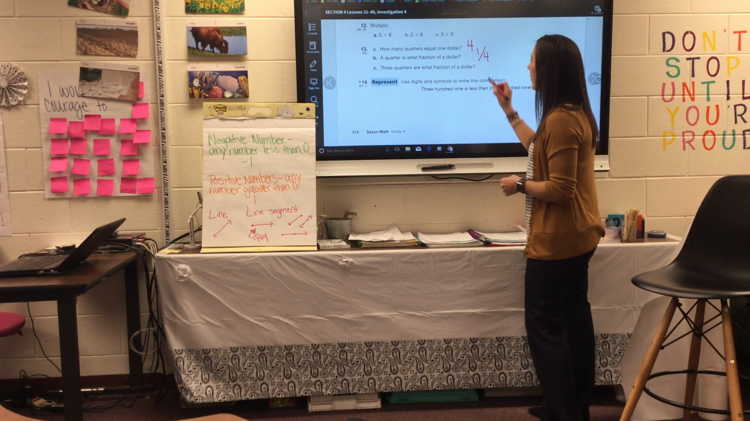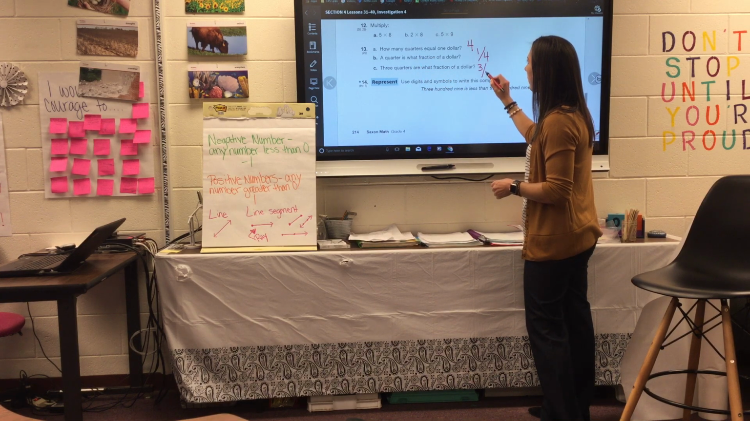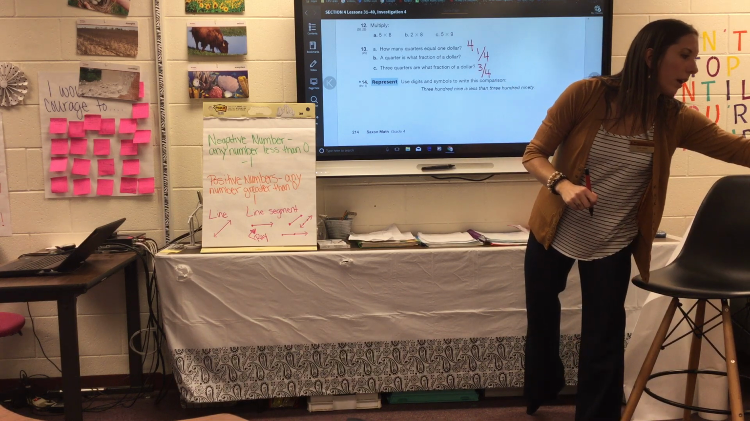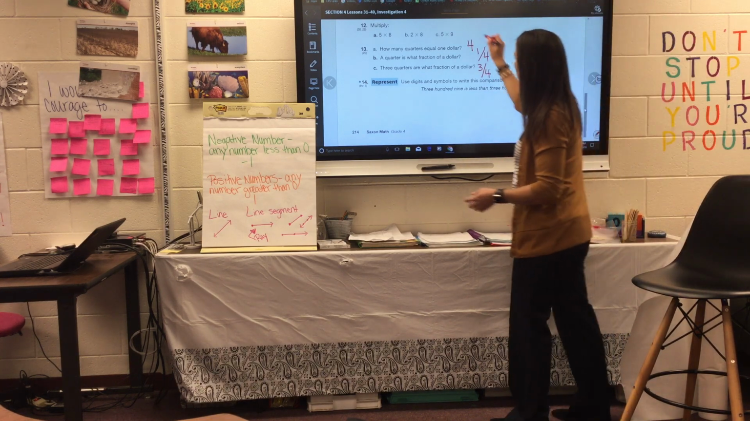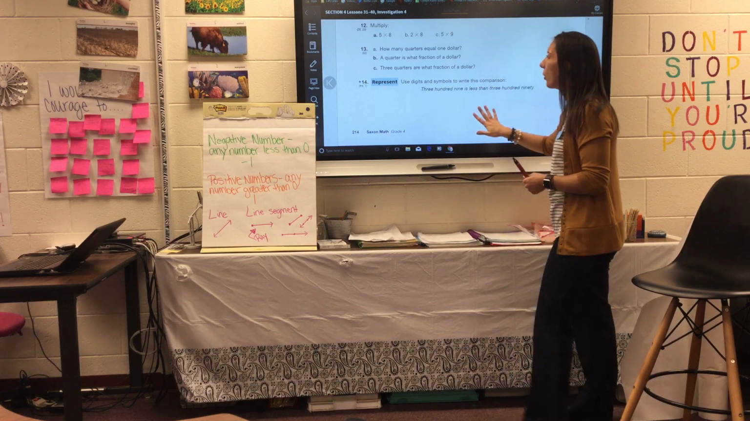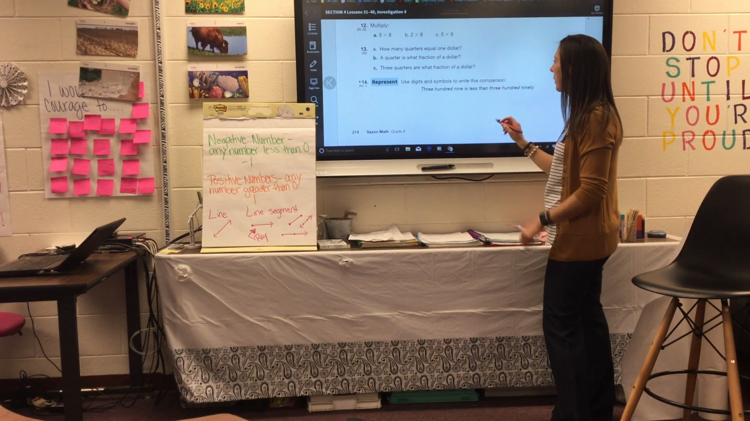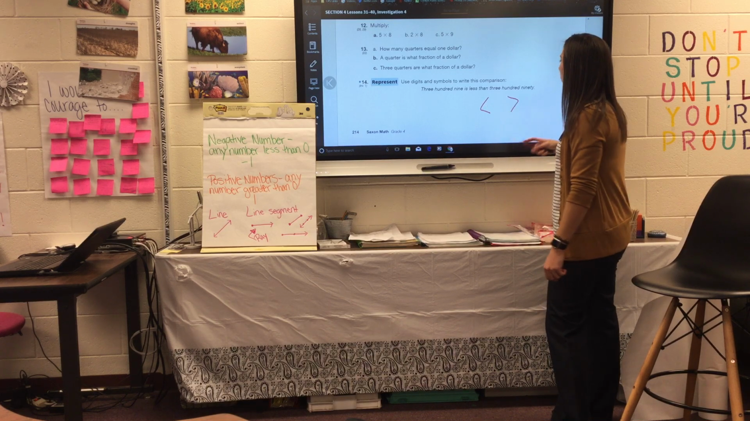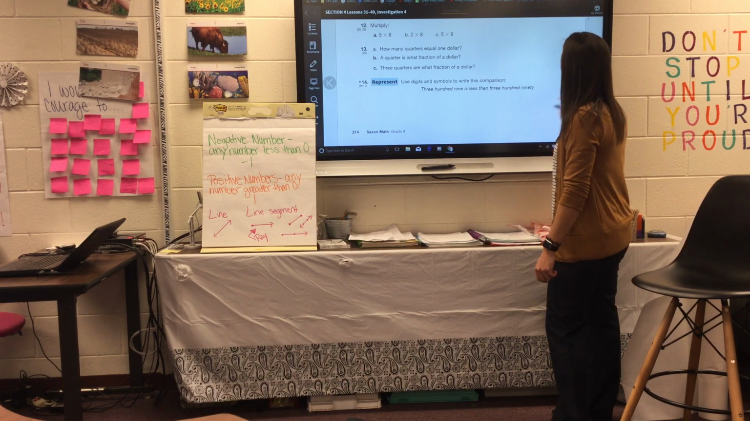And 3 quarters are what fraction of a dollar? So 3 quarters out of 4. So that's your answer for number 13. Number 14, we're going to skip this one. You're going to do this one on your own. You're going to write and use a comparison symbol. So remember, that would be a greater than, less than. The mouth is always open to the biggest number.